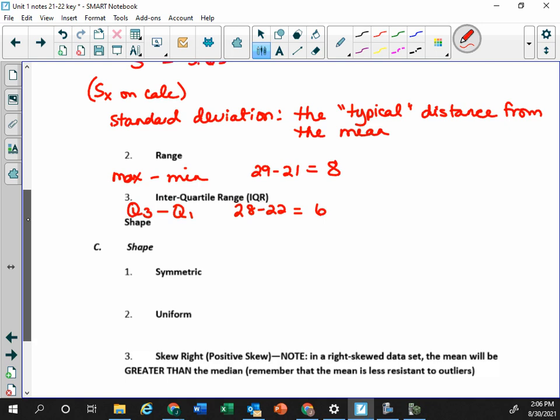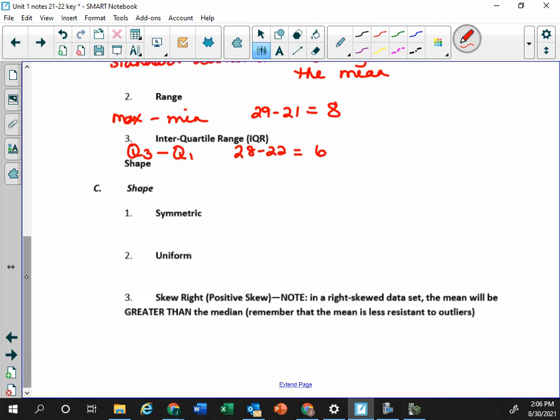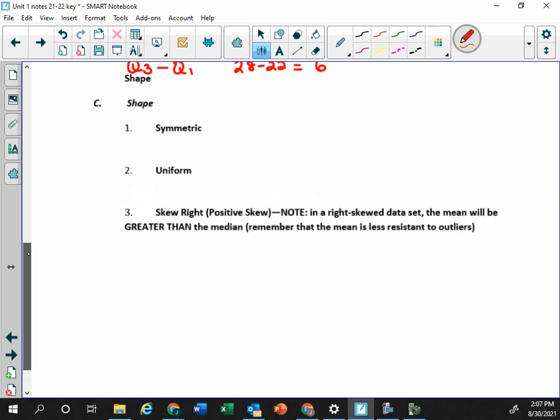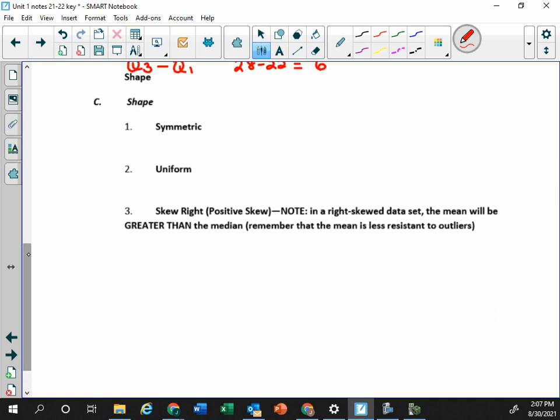Okay, shape. We're talking about the shape of your distribution. So we drew some histograms last time. We had a couple of those. You could get shape from that. You could get it from a dot plot. You can get it from a box plot. You can turn all of those things into something you can describe the shape of.